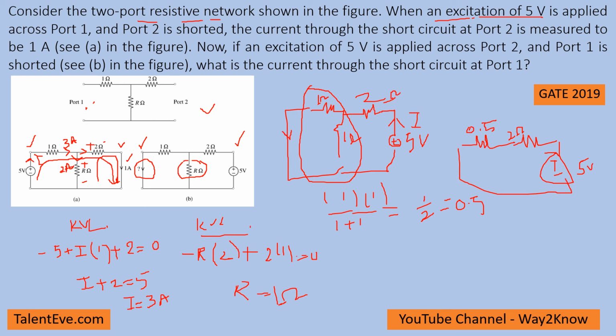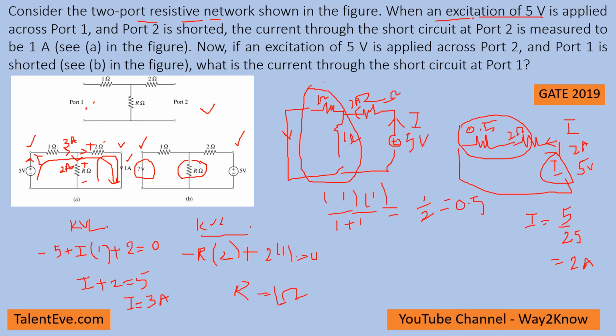Now these two resistors are in series. That means the total resistance is 2.5. If you want to know the current out of this source, I is equal to V by R, where V is 5 and R is 2.5, which gives 2 amps. So the total current out of the 5 volts node is 2 amps.